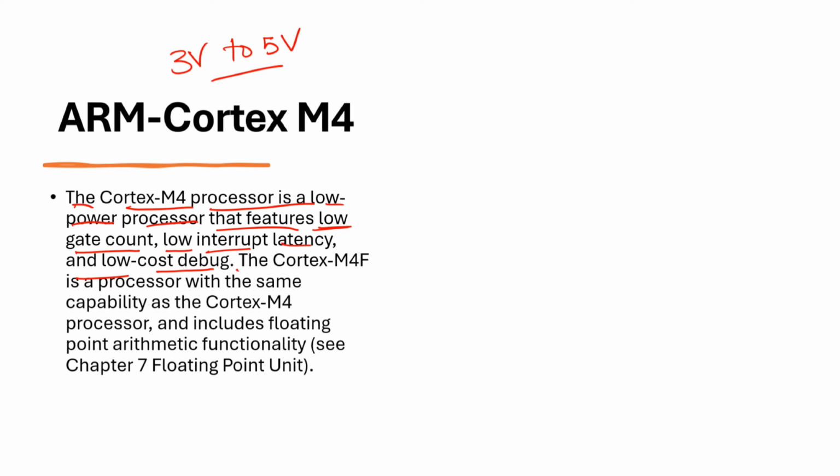The Cortex M4F is a processor with the same capability as the Cortex M4 processor and includes floating point arithmetic functionality. Here, one more processor is there, that is a Cortex M4F. Here, F indicates floating point unit. In this series, we are not going to discuss any floating point unit, but it's also one of the important things. This floating point unit is used for some of the arithmetic operations.